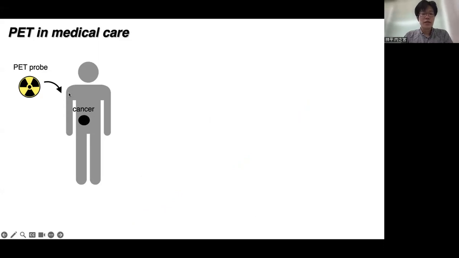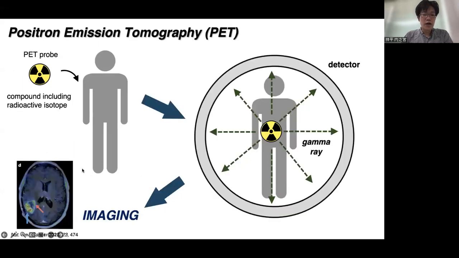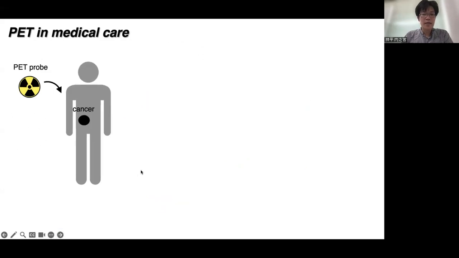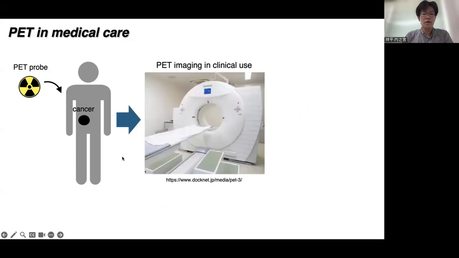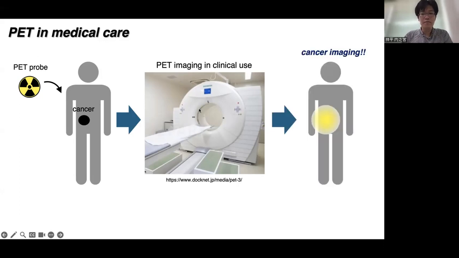Okay, so importantly, as shown here, this technique is already used clinically, especially for cancer imaging in our body. The patient is administered with a PET probe. And this is a picture of PET imaging in clinical use. This circle is a detector, and here is a patient, and the patient goes inside this circle. We detect the gamma rays from the PET probe, and we can conduct cancer imaging, and doctors can understand where the cancer is in the patient.